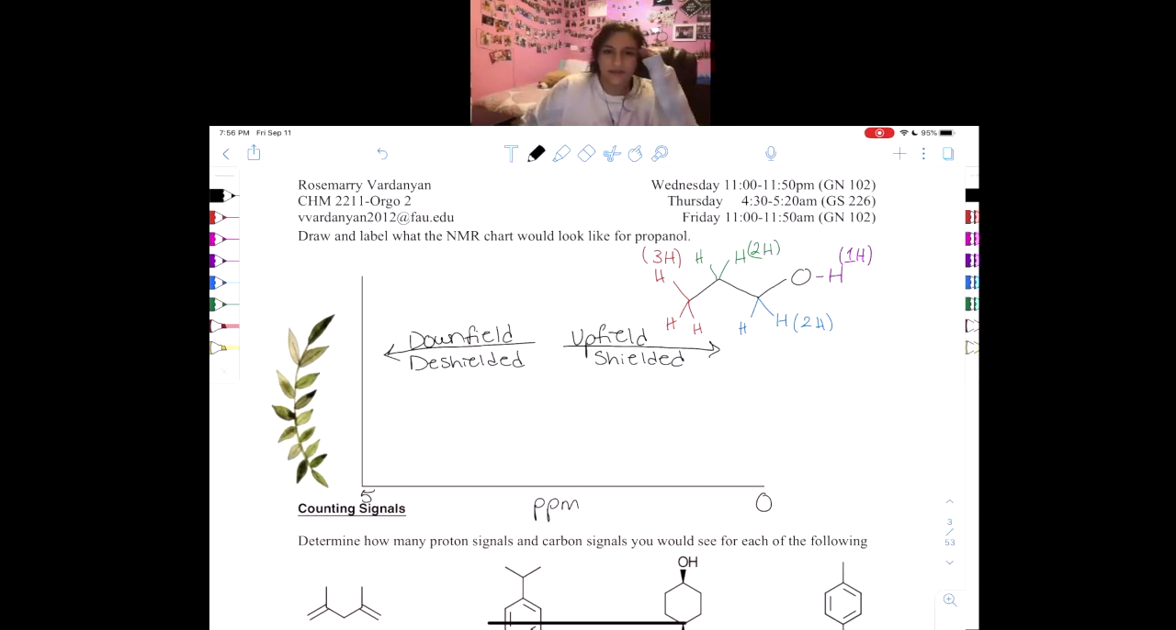Something that is also used in textbooks and such, Dr. West doesn't tend to use it, is frequency. Downfield would be high frequency, and upfield would be low frequency. And I don't have space, so I'm going to shorten it.